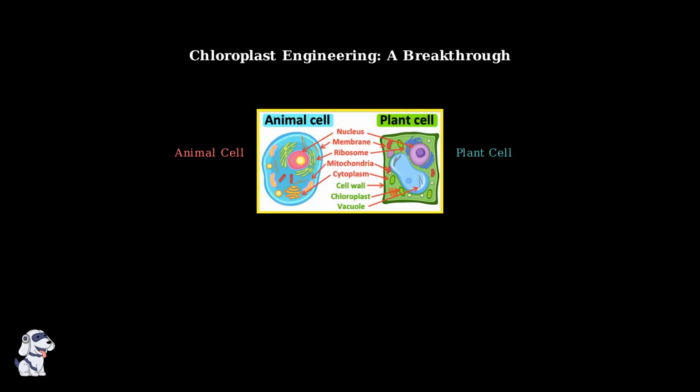Scientists have achieved something that sounds like science fiction. They've successfully inserted chloroplasts from red algae into hamster cells, enabling photosynthesis within animal cells. Traditionally, animal cells and plant cells have been fundamentally different. Animal cells lack chloroplasts and cannot perform photosynthesis, while plant cells use chloroplasts to convert sunlight into energy.